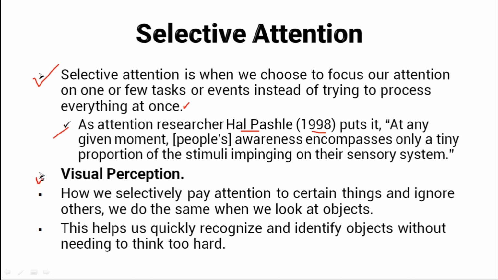Then visual perception. So what is visual perception? In visual perception, we use our eyes to perceive objects in the environment. Similar to how we selectively pay attention to certain things and ignore others, we do the same when we look at objects. We analyze their shapes and forms and compare them to mental images or representations we have stored in our mind. This helps us quickly recognize and identify objects without needing to think too hard.